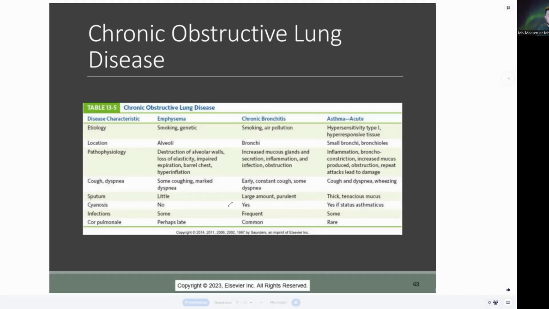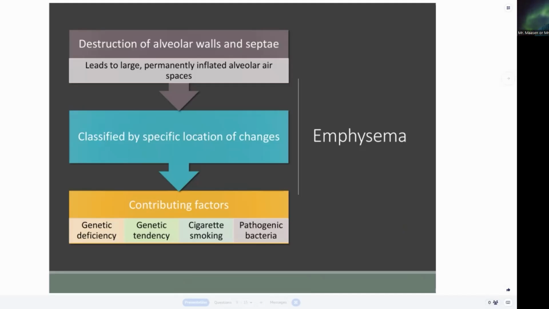The COPDs are typically developed in older adults that have been exposed to things like smoking, air pollution, like people that work in coal mines, that sort of stuff. This gives you a breakdown of what the primary location is and what's happening in these conditions. But we've got more slides that will help too. So again, let's talk about emphysema separately.